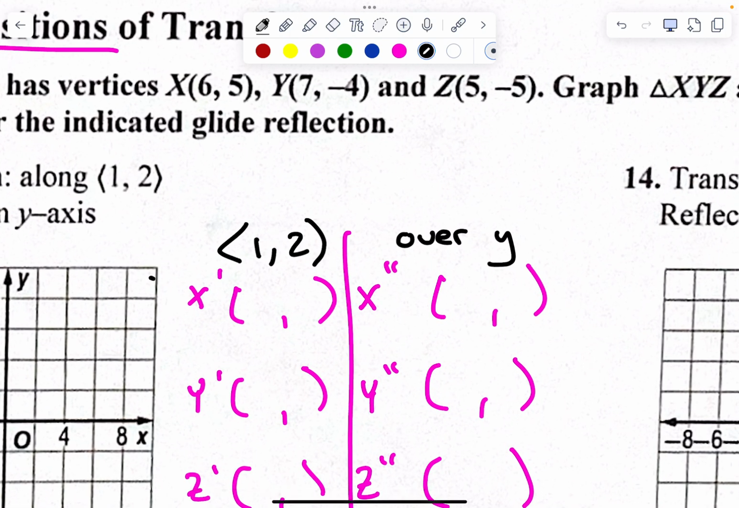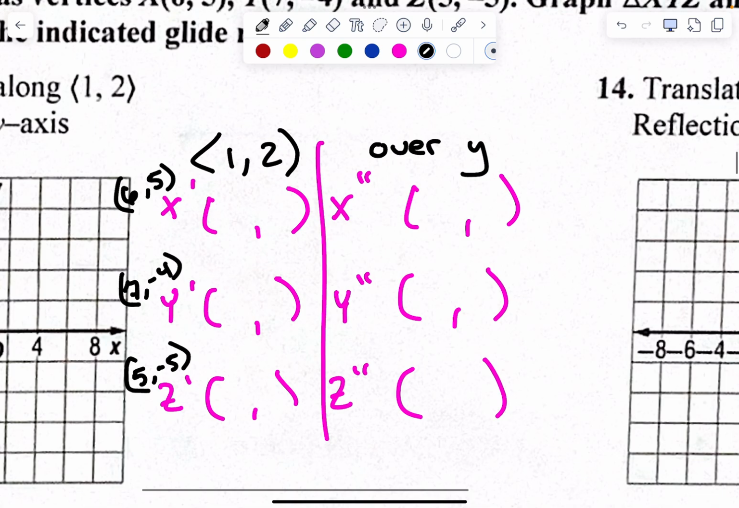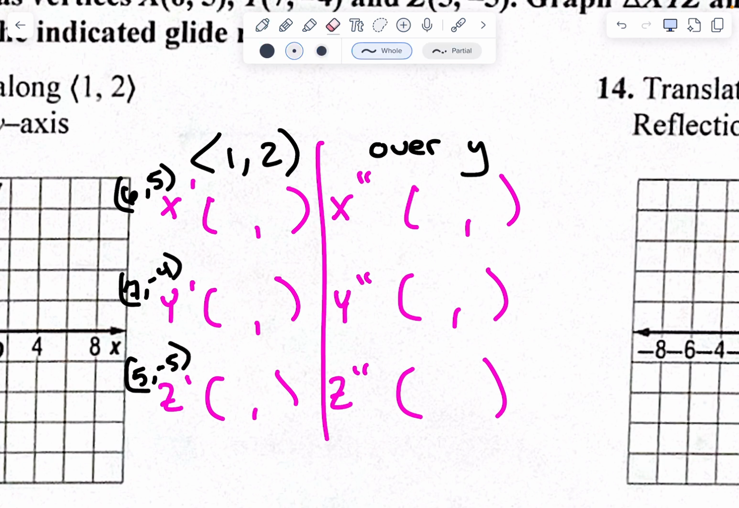6, comma 5. 7, negative 4. And 5, negative 5. Okay, we're doing 2 of them at the same time. There we go. Y, Z. X and double prime.